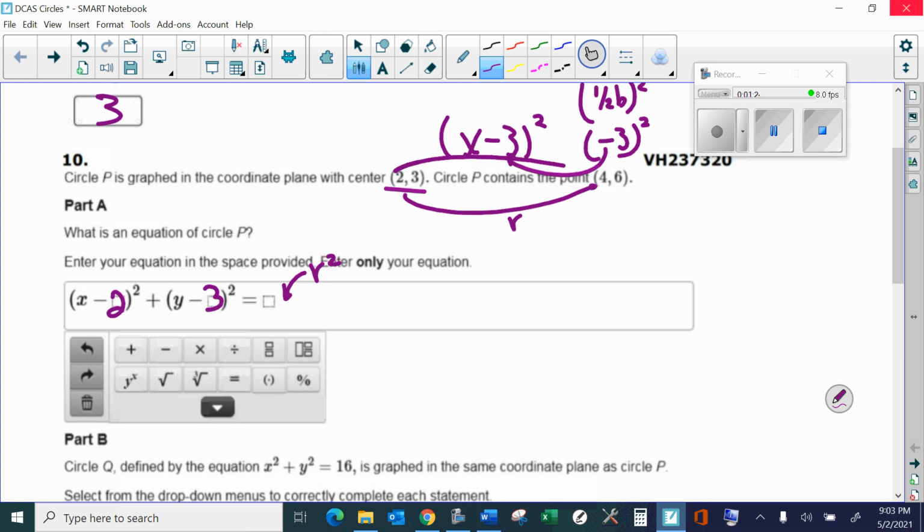So how far from 2 to 4? That's 2. I'm going to square it. How far is it from 3 to 6? That's 3, and I'm going to square it. And that equals r squared. Remember, to find r, we would take the square root of both sides, but we want r squared. So what is 9 plus 4? 13. R squared is 13. 13 goes right there. That's simple.